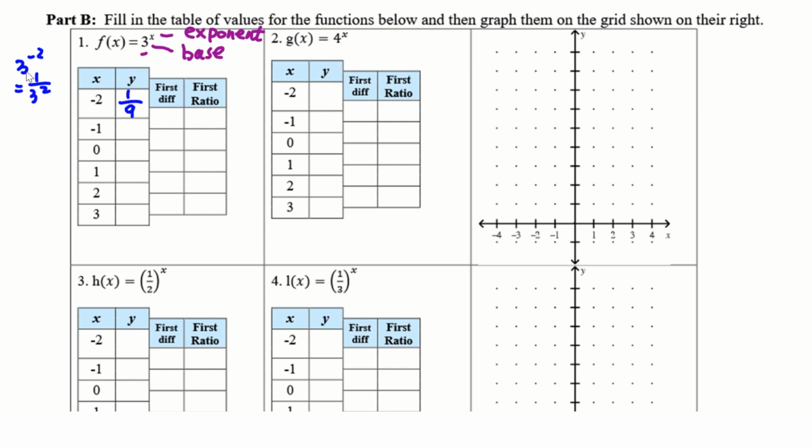And next one, 3 to the exponent -1 is 1/3, and 3 to the exponent 0, anything to the exponent 0 is 1. So 3 to the exponent 1 is 3, 3 squared is 9, 3 cubed, 3 times itself, 3 times is 27. Then we could try the differences.